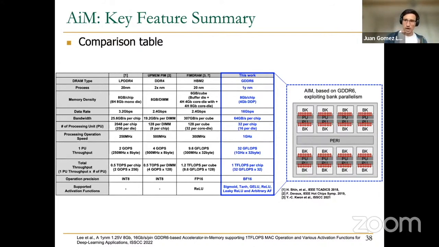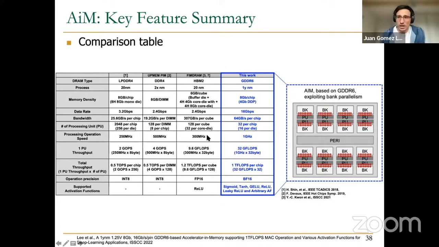We have seen how the whole system is organized. We have discussed and presented some of the important commands in the extension of the GDDR6 command set, and we have also discussed some details about the microarchitecture. Here, to finalize this lecture, you have this comparison table as a summary of this presentation, and here we compare this work to previous work like the UPMEM PIM architecture or the FIMDRAM architecture.